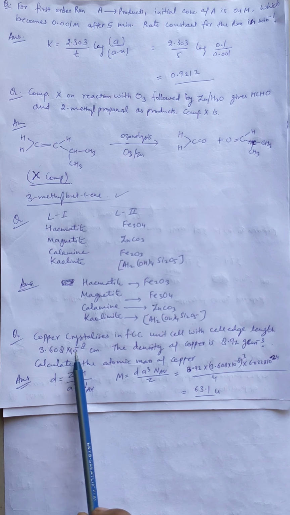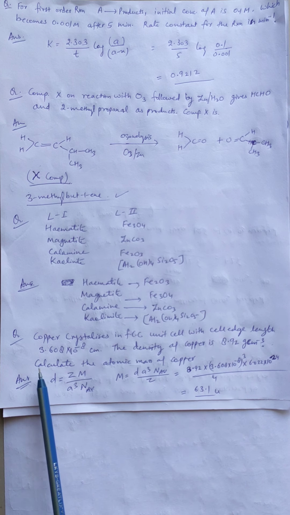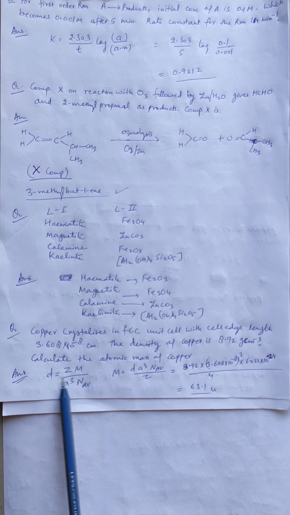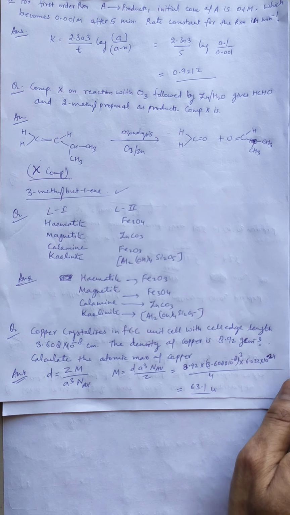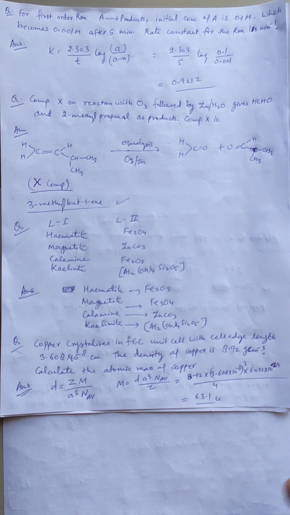Now next is copper crystallizes in an FCC unit cell with cell edge length 3.608 into 10 to the power minus 8 centimeter. The density of copper is given as 8.92. Calculate the atomic mass of copper. So there is a simple direct formula: density is equal to Z M upon a cube N Avogadro. All of density, a and N Avogadro are given, and Z for FCC lattice is 4. So the answer will be 63.1 u.